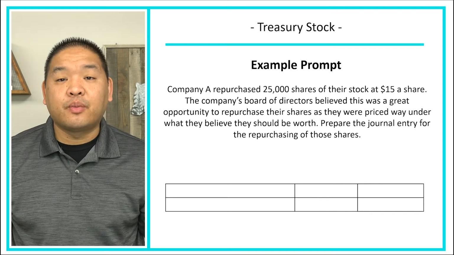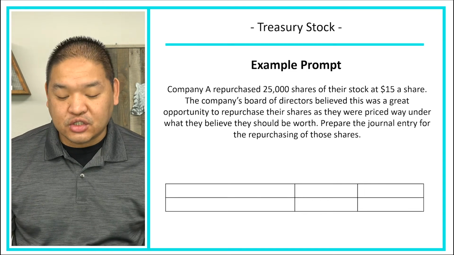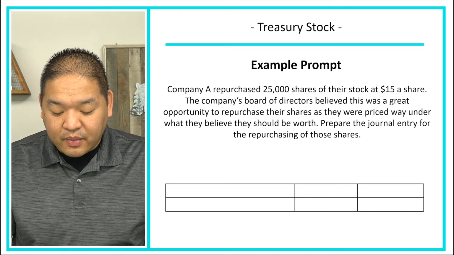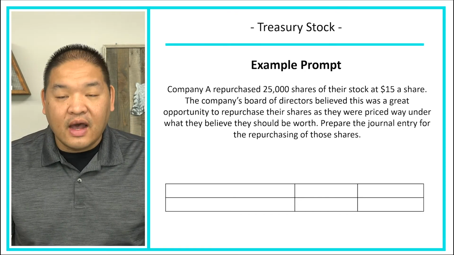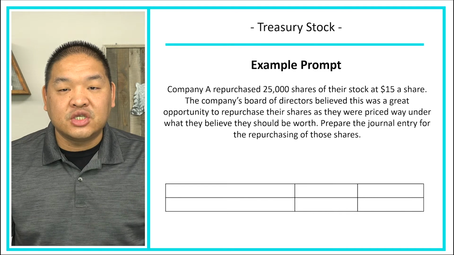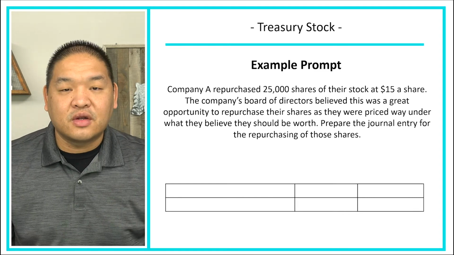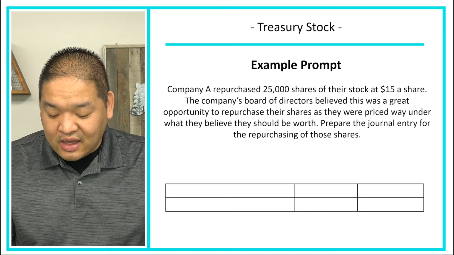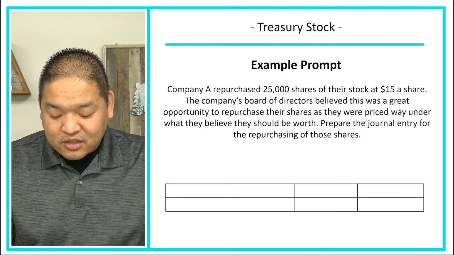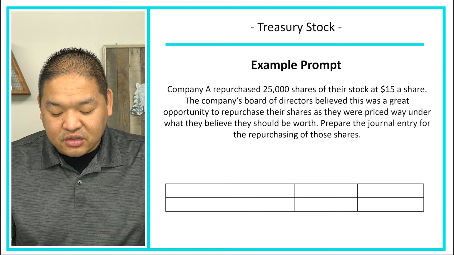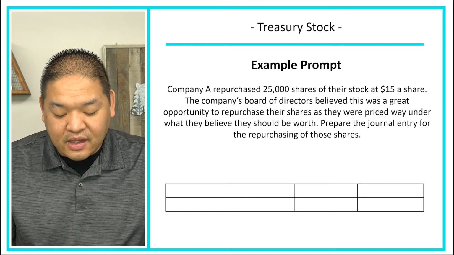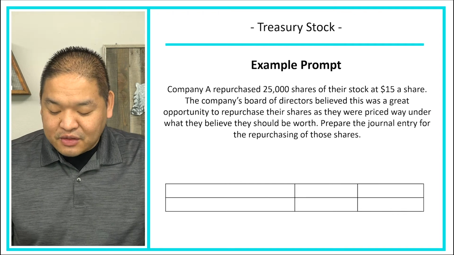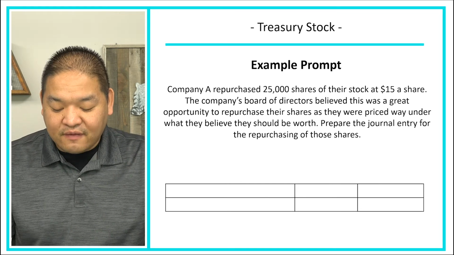So how do we report or record them in our books? Let's use an example as a way to help us understand this. Company A repurchased 25,000 shares of their stock at $15 a share. So they literally go out, tell their brokers to go buy 25,000 shares at $15 a share. The company's board of directors believed this was a great opportunity to repurchase their shares as they were priced way under what they believed they should be worth. Usually that's how it happens. Prepare the journal entry for the repurchasing of those shares.